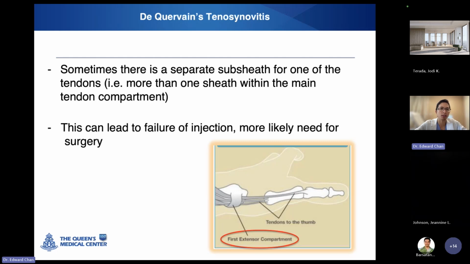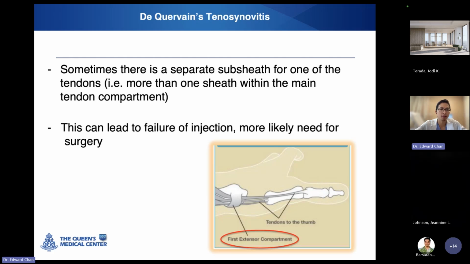So basically a sheath within a sheath. And that's good for us to know. This can lead to failure of the injection because when we inject the medicine, sometimes, if there's a separate subsheath, we may not be able to know with the needle whether we're getting into the deeper subsheath for one of the tendons specifically. So that's one thing to be aware of: sometimes a shot may not help all the way, maybe because there's a separate subsheath, and there's a higher chance of needing surgery for that.